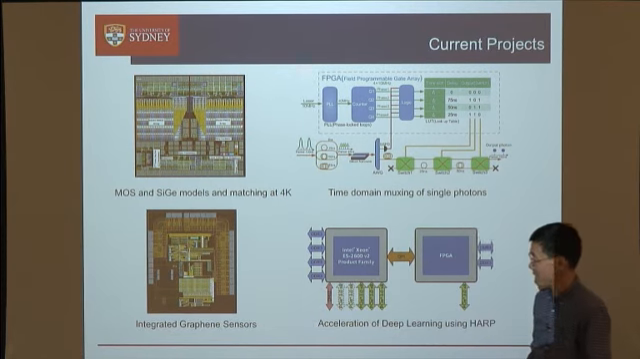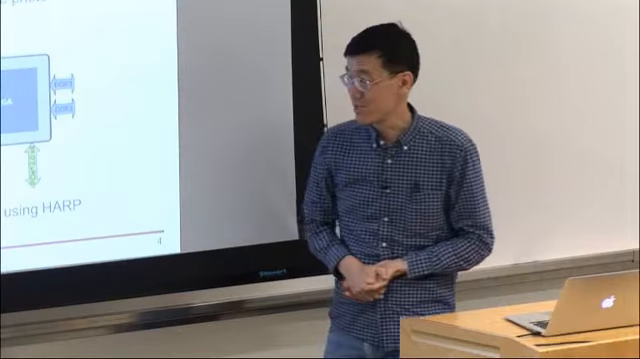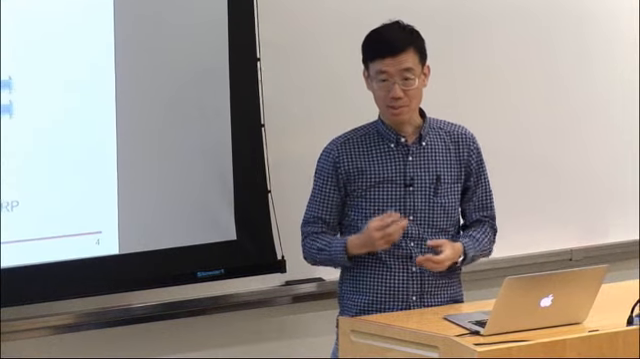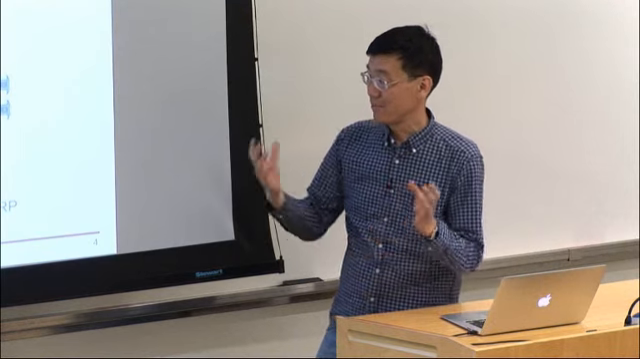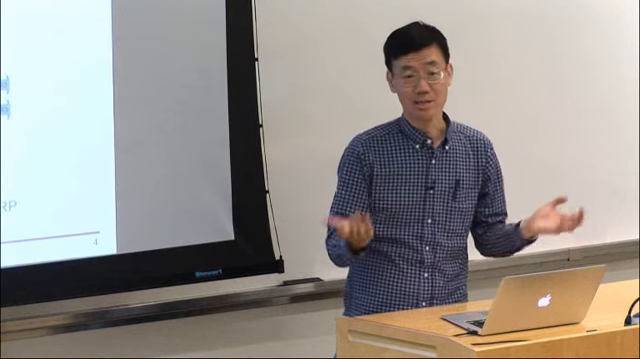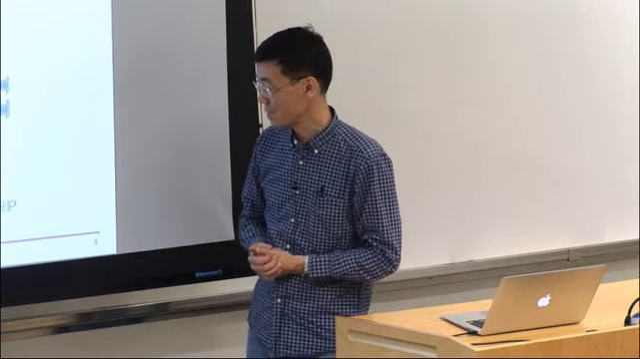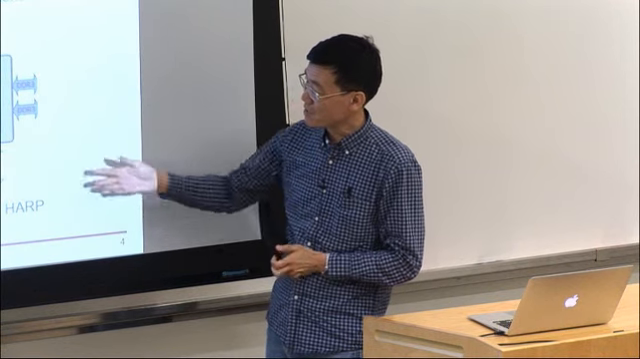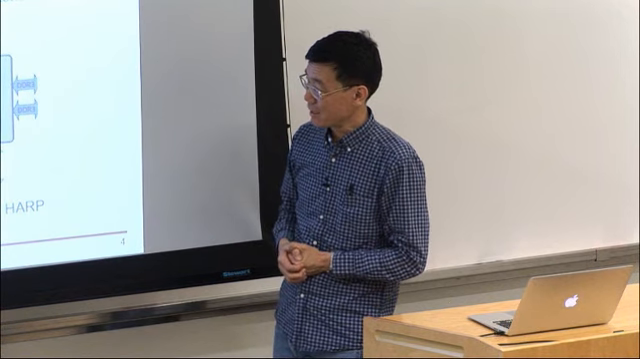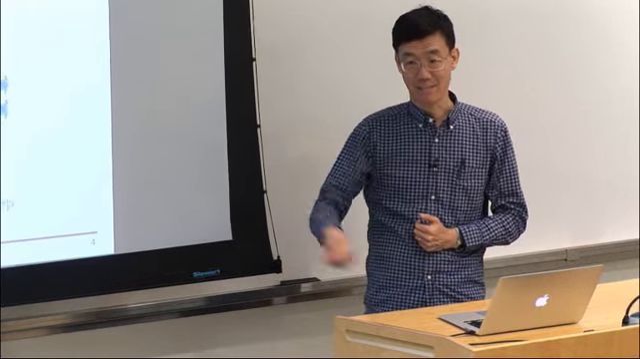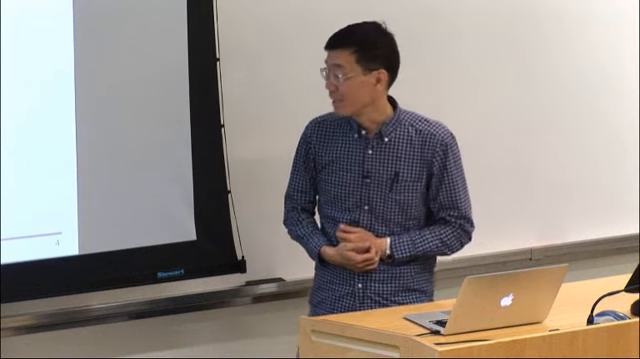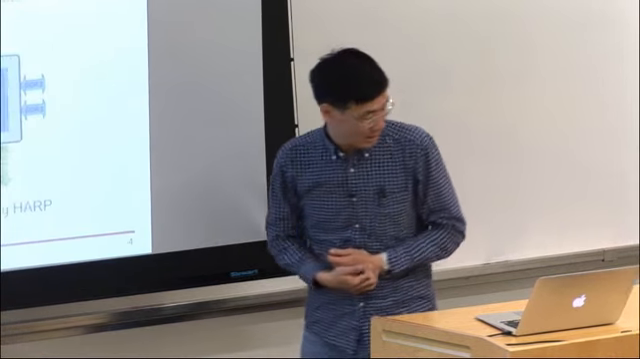We've been developing integrated graphene sensors, so using 2D materials which are very sensitive to small changes, and then developing all the associated analog circuitry that goes around them. And we're actually one of the groups that have a HARP system, which is the precursor to the Intel FPGA chip. And we've been working on that as well.